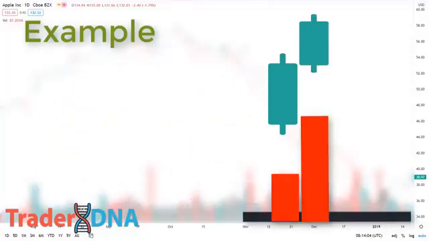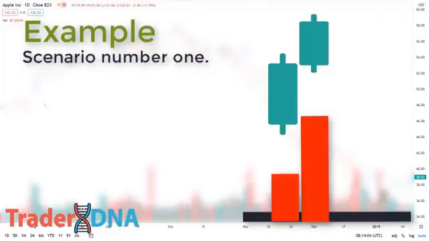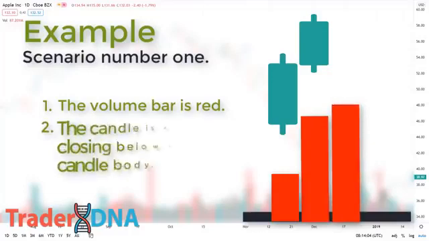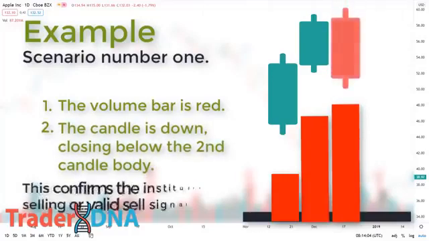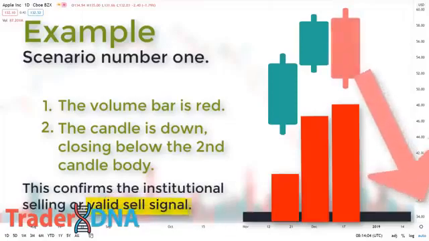Let's go to the third candle. Scenario number 1. First, the volume bar is red. Second, the candle is down, closing below the second candle body. This confirms the institutional selling or valid sell signal.